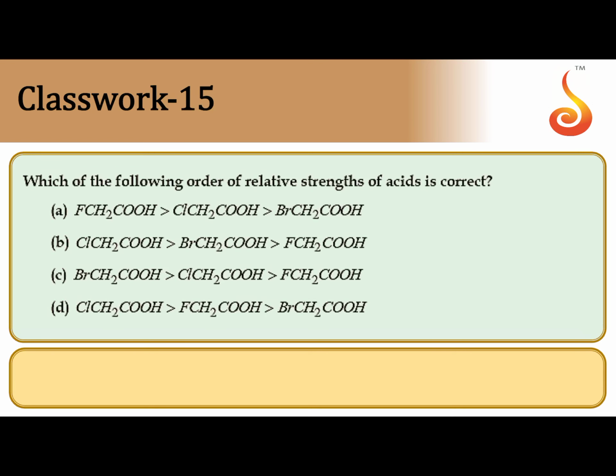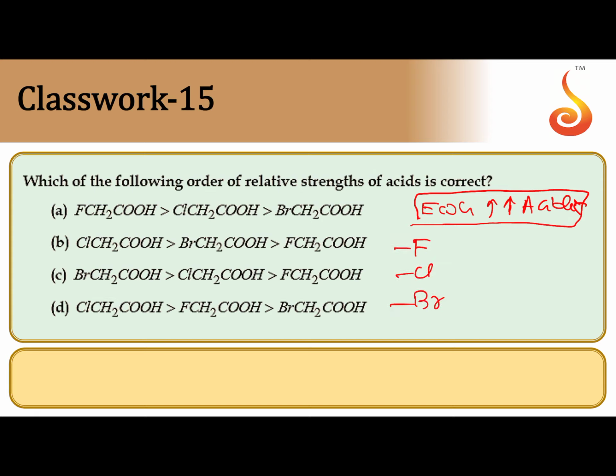Which of the following is the order of relative acidic strength? Electron withdrawing group increases acidic strength. So here fluorine, chlorine and bromine are all electron withdrawing groups by minus I effect. Minus I effect depends on the electronegativity. That's why fluorine is the strongest withdrawing group, next chlorine, next bromine. So in A, fluorine is the strongest, next chlorine, next bromine. As the minus I effect increases, acidic strength increases. That's why the correct answer is A.